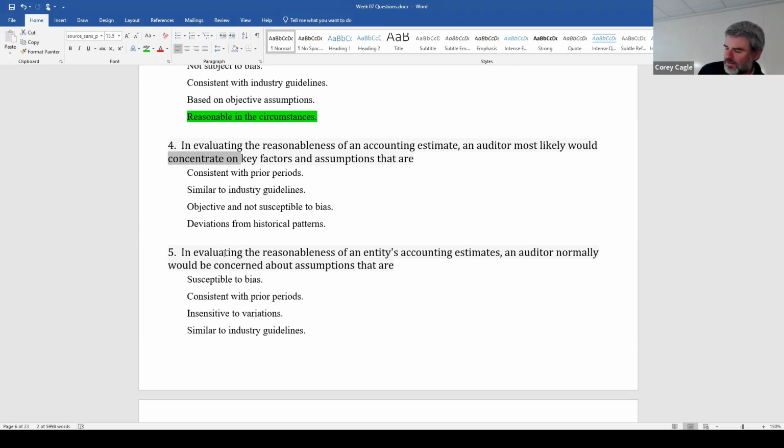So if they had worded this differently, I would have gotten this one right. If they had said, in evaluating the reasonableness of an accounting estimate, an auditor most likely would need to investigate factors and assumptions that are deviations from historical patterns, I could have answered this a lot easier.